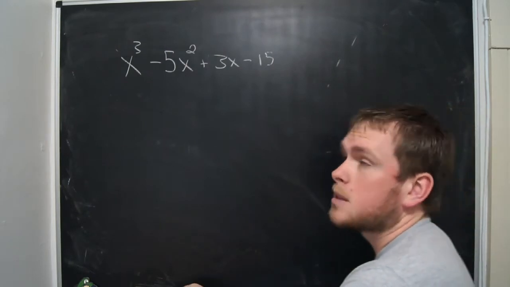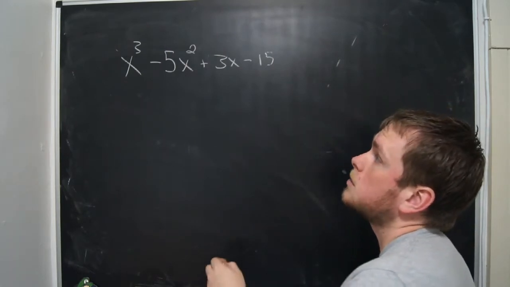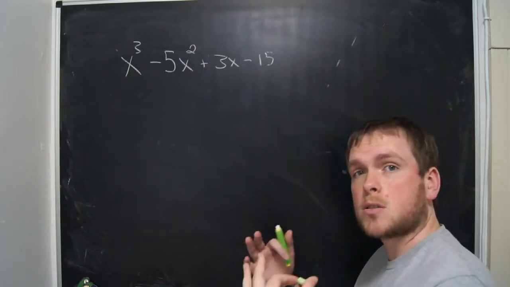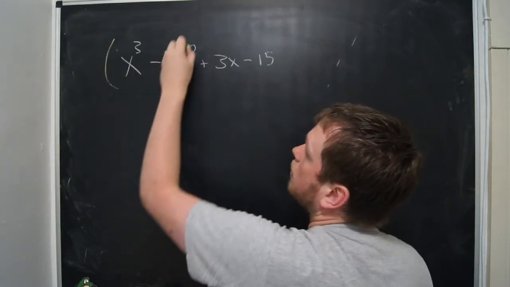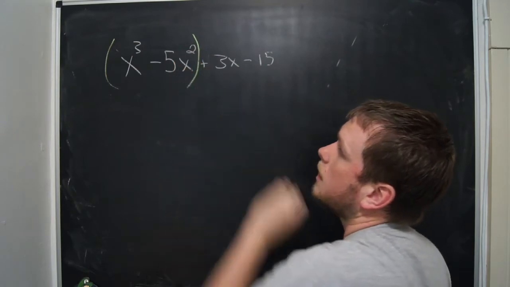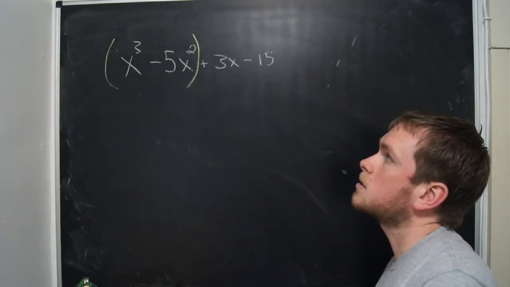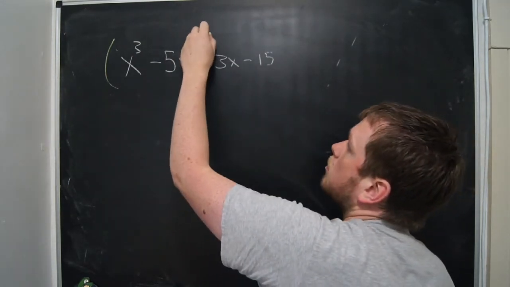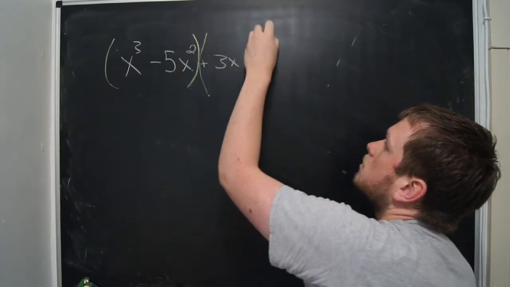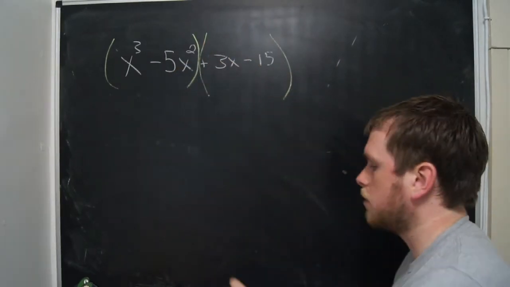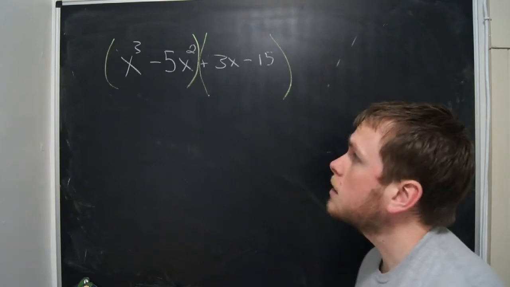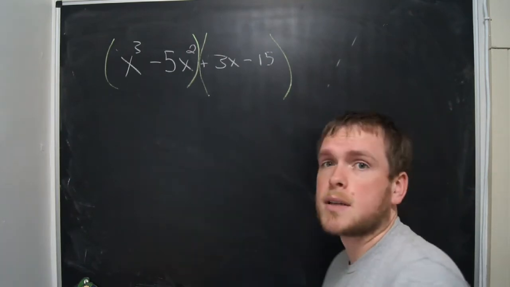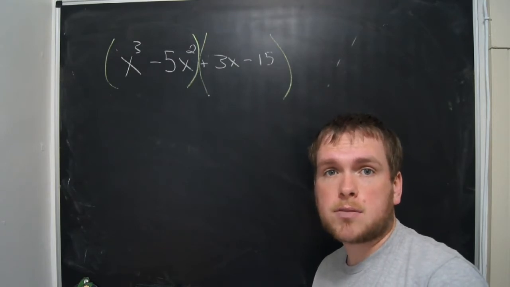So when we go to factor by grouping, the first thing we're going to do is make 2 separate groups with these 4 terms. I'll group the first 2 terms together, x cubed minus 5x squared, and then I will group the second 2 terms together, the 3x minus 15. Now that I've established my groupings, I'm going to start with my first grouping and factor out the GCF.